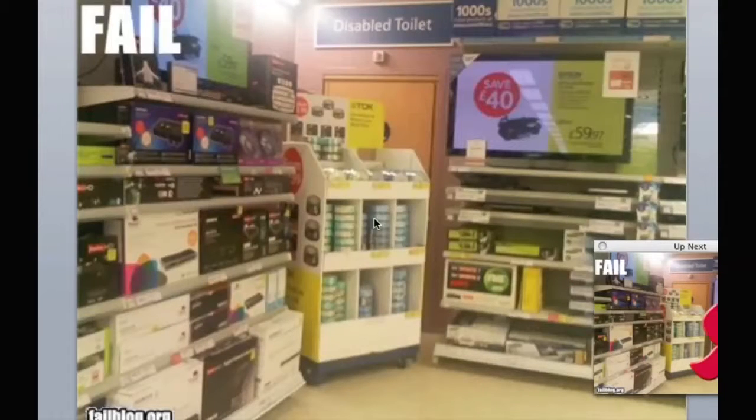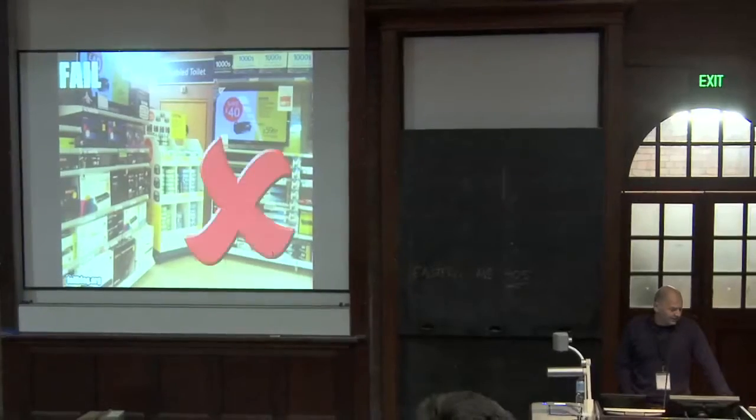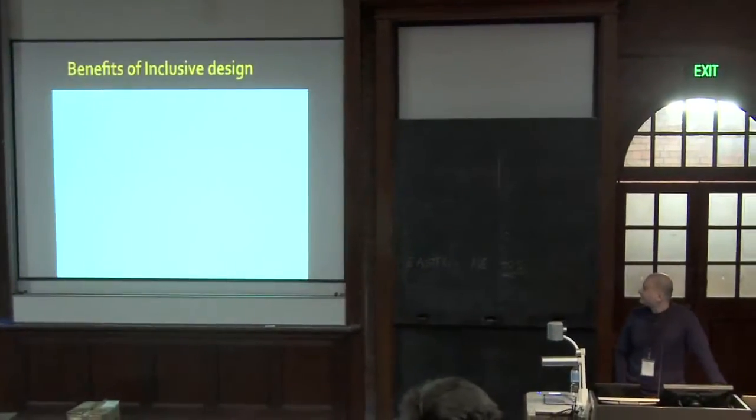And this definitely is a disabled toilet. But the little box in front of it, it has wheels, so you might be able to pull it out of your way as you try and get in there. Again, no, that's a bit of a fail.